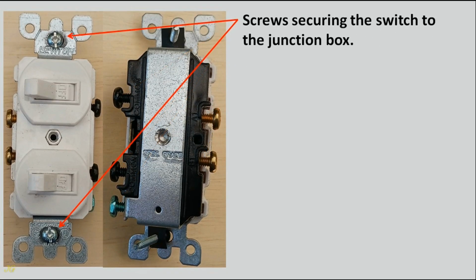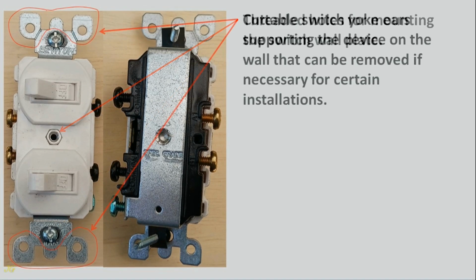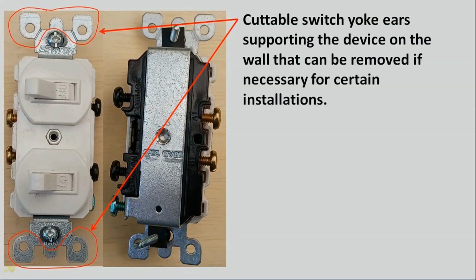Screws securing the switch to the junction box. Threaded holes for mounting the switch wall plate. Cuttable switch yoke ears supporting the device on the wall that can be removed if necessary for certain installations.